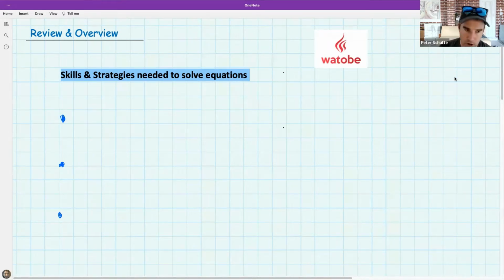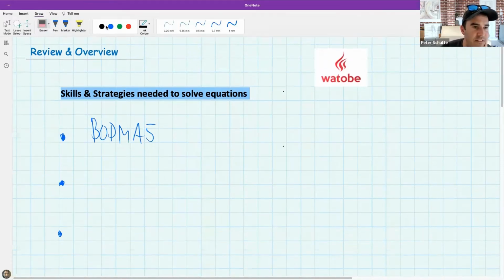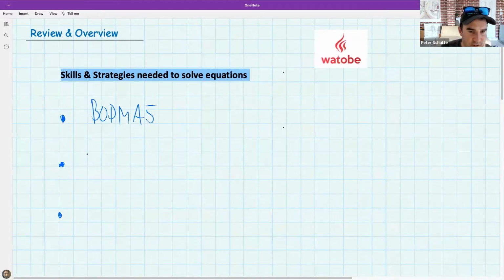BODMAS. Okay, so you sometimes need to remember BODMAS when you're solving equations. Anything else? Anything else that comes to mind? Well done. So what I'm going to say is that whenever you solve an equation, one of the things that you have to keep in mind is you have to isolate the variable, or we try and get the unknown by itself. And the fancy way of saying that is just to isolate the variable. So that's the one thing.